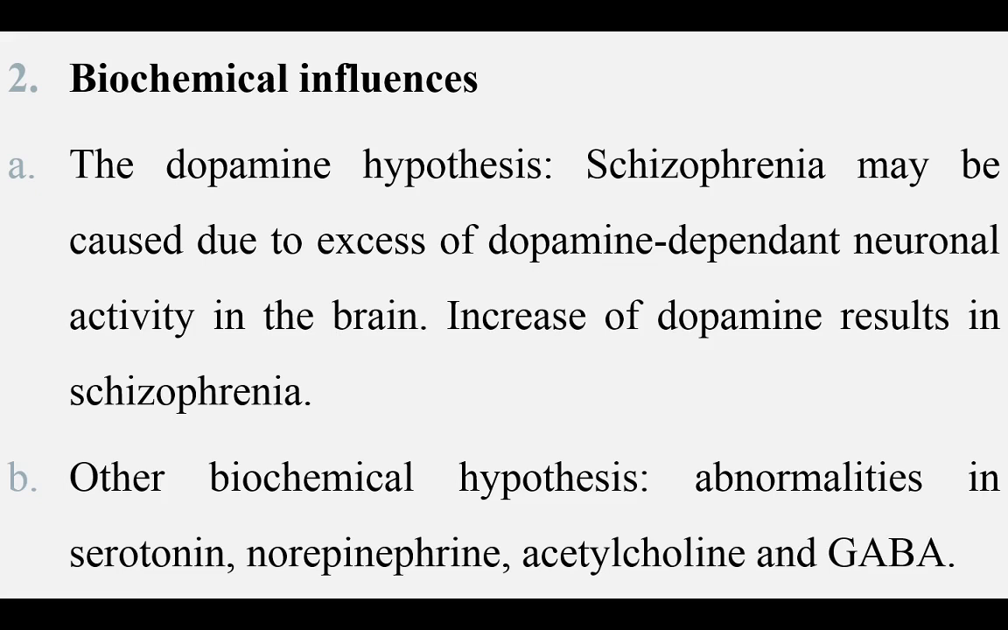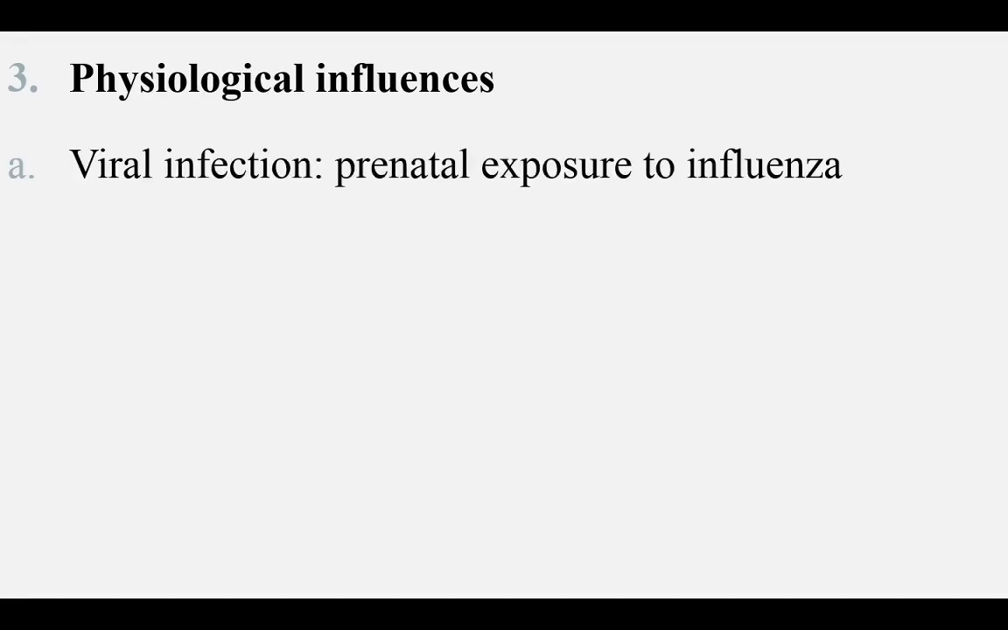Now, other biochemical hypotheses, which are again related, are abnormalities in the serotonin, in the norepinephrine, in the acetylcholine, and in the GABA. Serotonin and norepinephrine are usually related with mood, with feelings and emotions. So the main biochemical that influences is the dopaminergic pathway. Others that also contribute to the clinical features of schizophrenia are abnormalities in the serotonin pathway, in the norepinephrine neurotransmitter, and also in the acetylcholine and in the GABA. Please mark these terms.